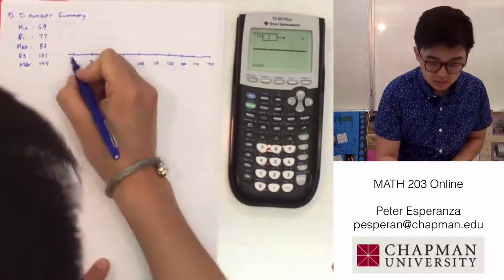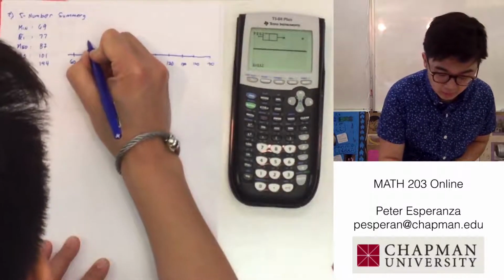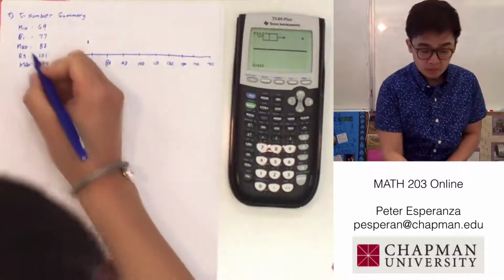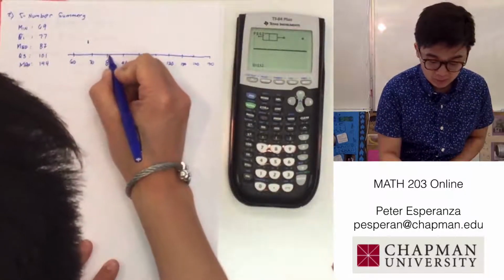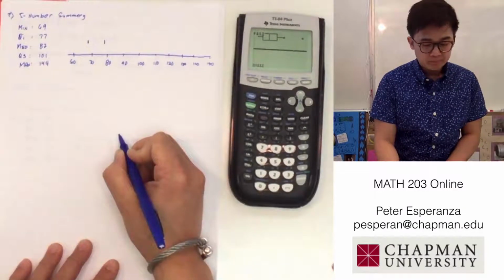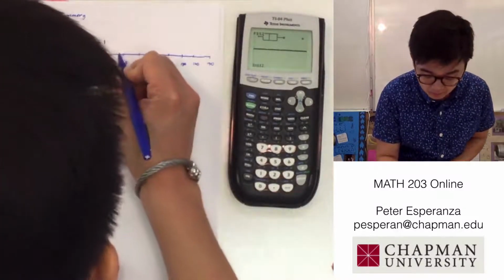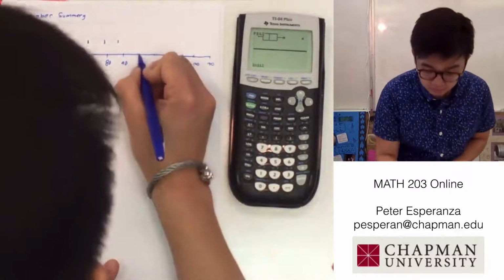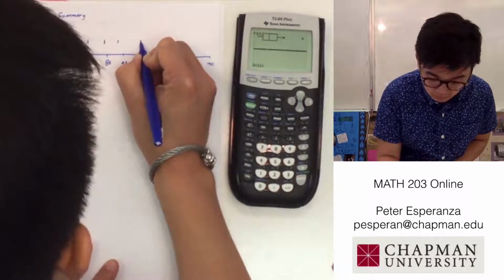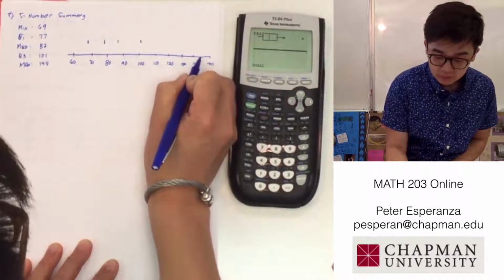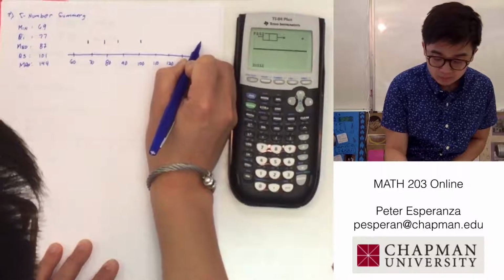So the minimum is at 69, so I'm going to have my minimum right here. So that's my mark for my minimum. My Q1 is at 77, so 77 is somewhere here. That's my Q1. My median is at 87, and my Q3 is at 101, somewhere right here, with a maximum of 144. So somewhere here in the middle.